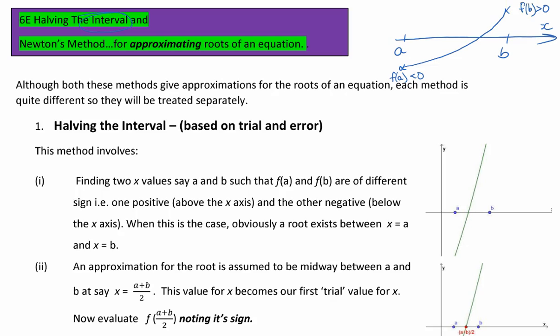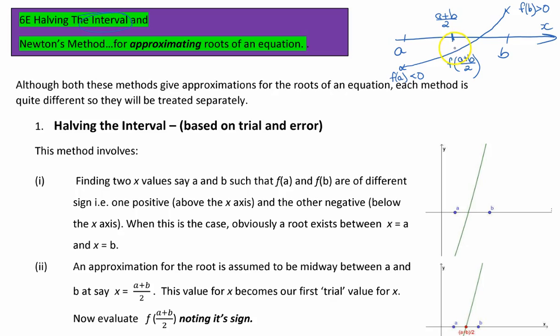Well, what we can then do is test the middle value. And the middle value would be halfway between a and b. Add the two together and divide by 2.